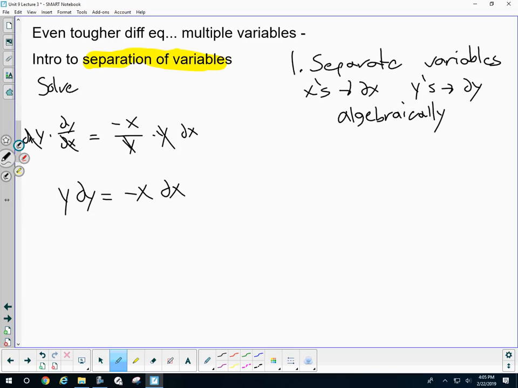And guess what? When you've been solving differential equations, you've been doing this next step. You just didn't even know it. The next step is to take the antiderivative of both sides. And guess what? We only need one plus c.